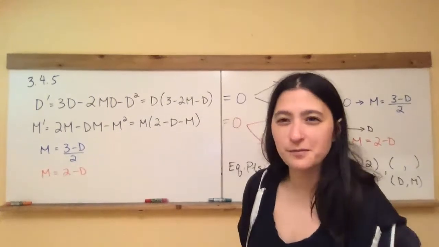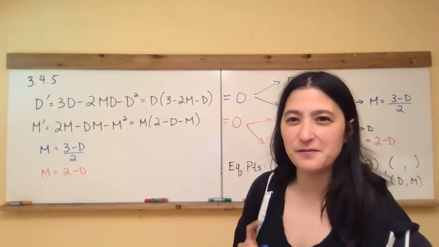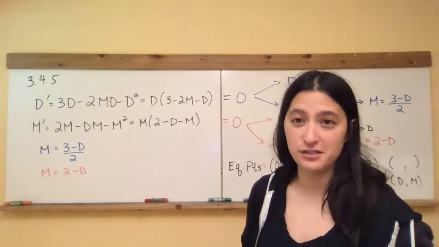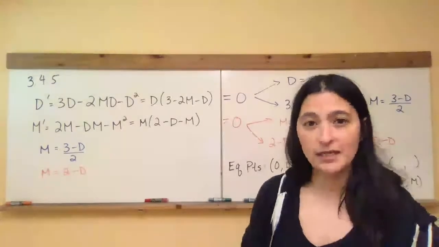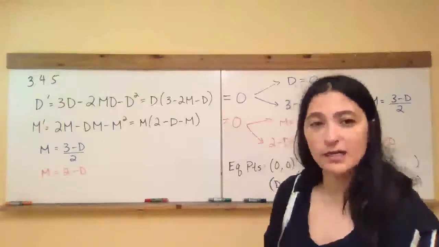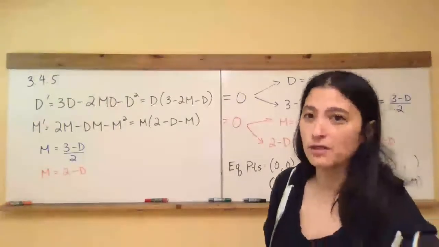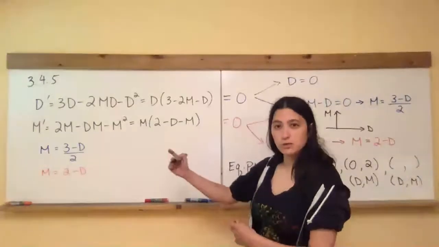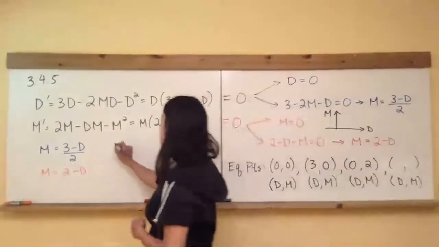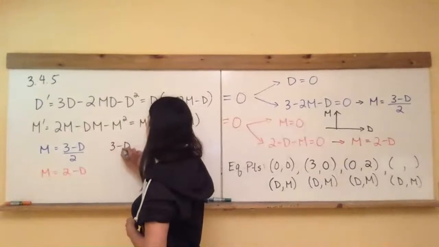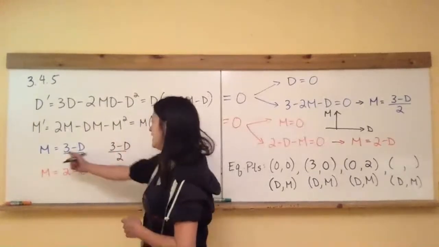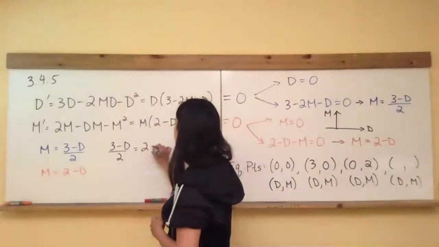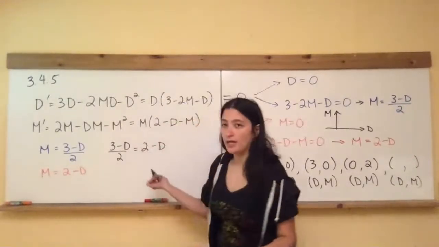Hopefully you understood what I just said. Please let me know if you didn't, or if you have a question, or maybe an alternative suggestion. Let me know if you want to see it a different way, or if you just have a question about what I'm doing. Okay, so I'm going to set them equal to each other because they're true simultaneously. So 3 minus d over 2, that's the m on the blue, and 2 minus d right there, that's the m on the red.